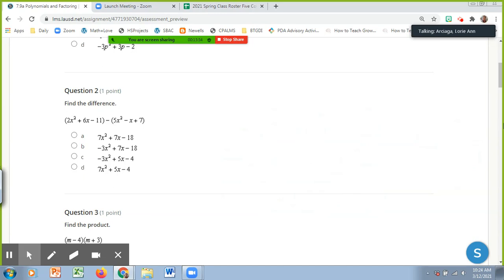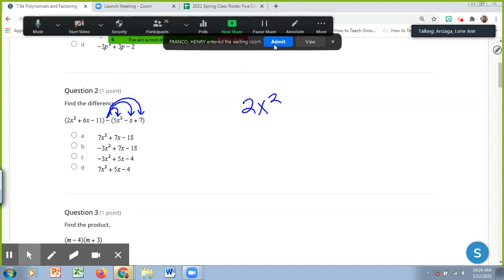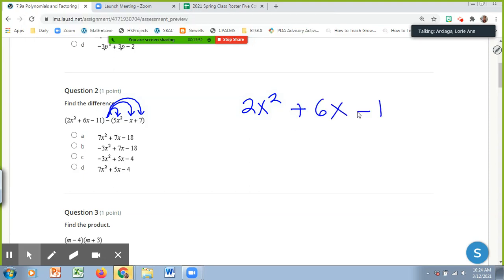Okay, here we go. Next. Now, what makes subtraction different is that you have to distribute the negative sign. There you go. All right, so the first one is 2x squared plus 6x minus 11, yeah? Okay, now since we are multiplying everything by negative 1, these will change their sign. So the 5x squared becomes negative, the negative x becomes positive, and the 7 becomes negative. So distribute the negative sign.